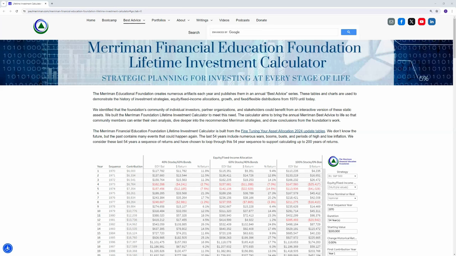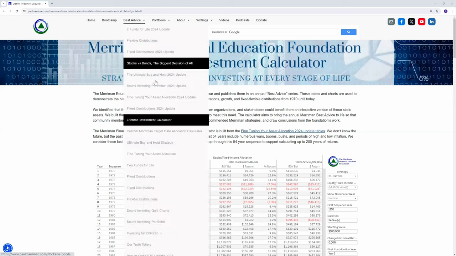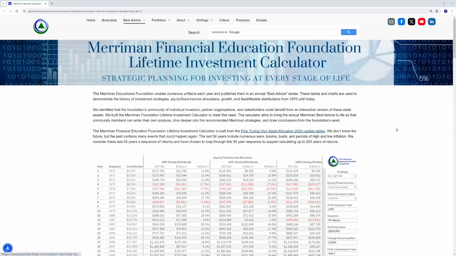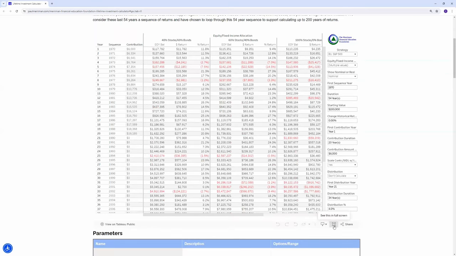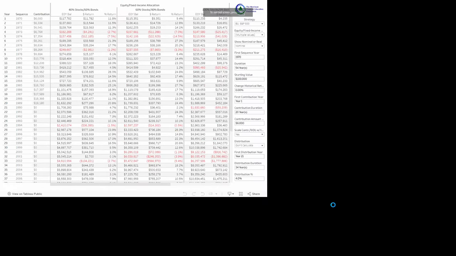So we're going to use the lifetime investment calculator, right? You can access that by going to paulmerriman.com, going to best advice, and then lifetime investment calculator. Scroll down a little bit and you'll see the calculator. Always recommend that you choose the full screen mode.